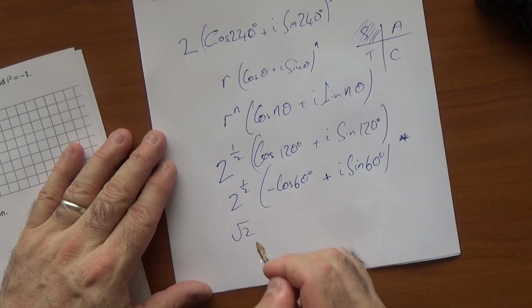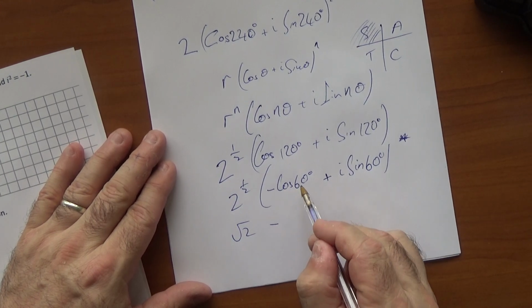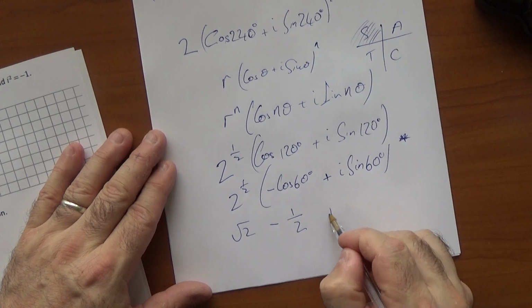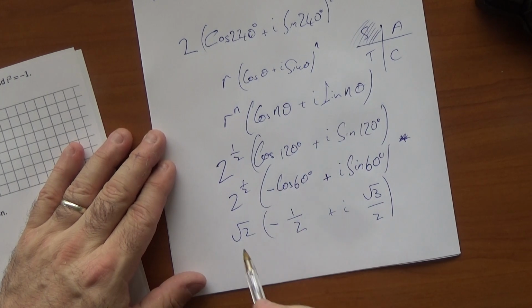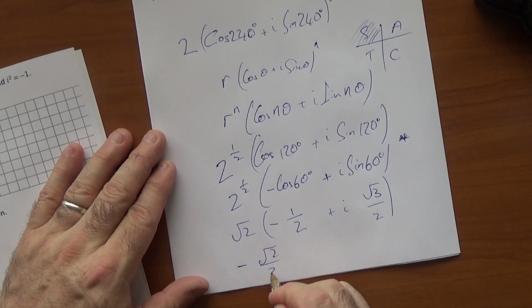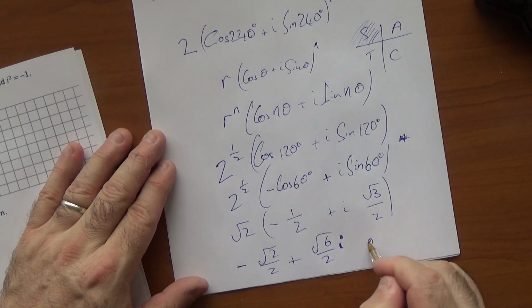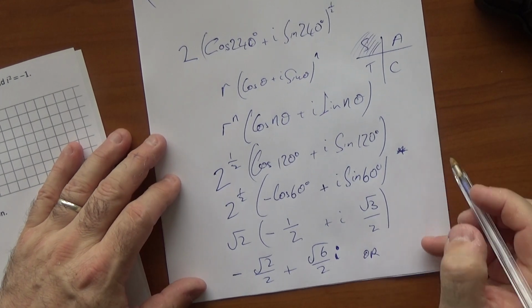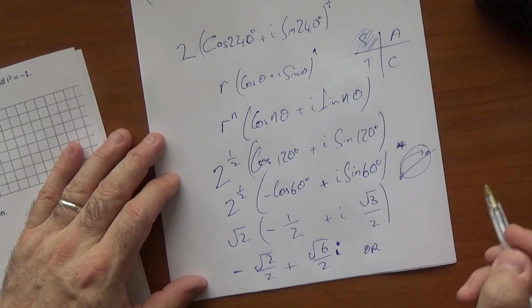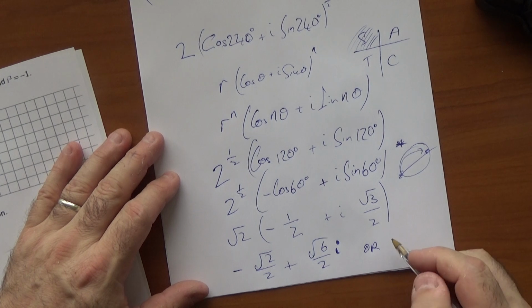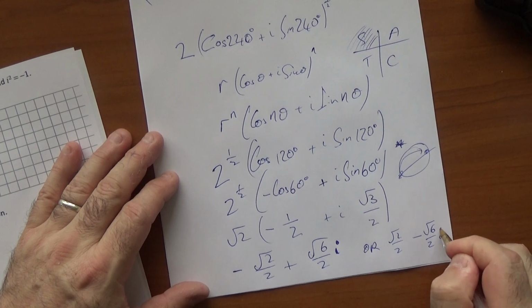So go ahead and call this root 2 times minus, what's the cos of 60? It's the same as the sine of 30, so that's minus a half. Plus i times the sine of 60, which is root 3 over 2. Distribute your root 2, and you get minus root 2 over 2 plus root 6 over 2 i. Or, when there are only two roots, you're adding 180 degrees, and adding 180 degrees is the same as negating. So or, root 2 over 2 minus root 6 over 2 i. So they're the two answers.